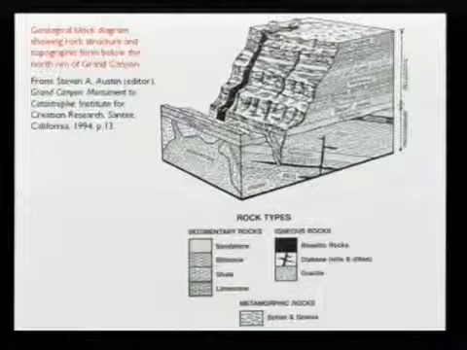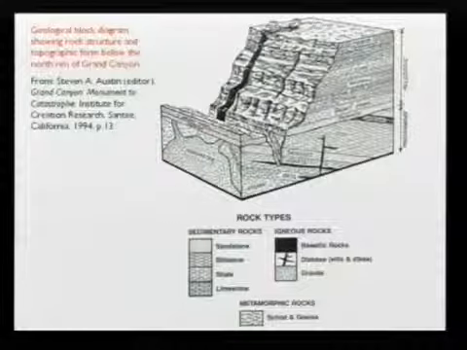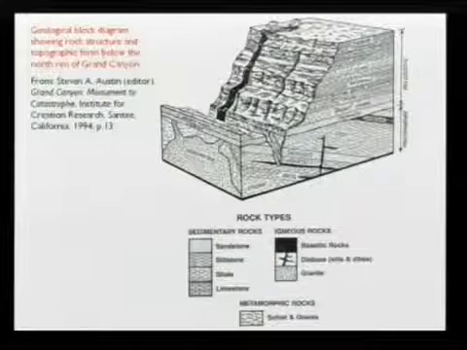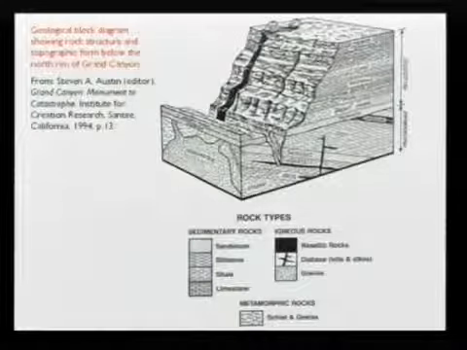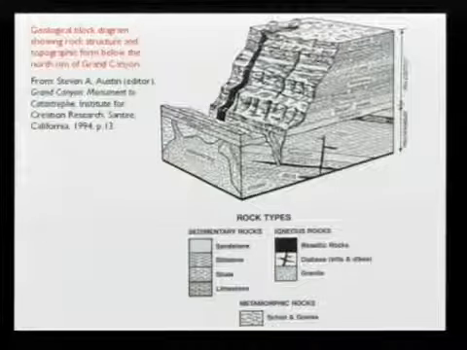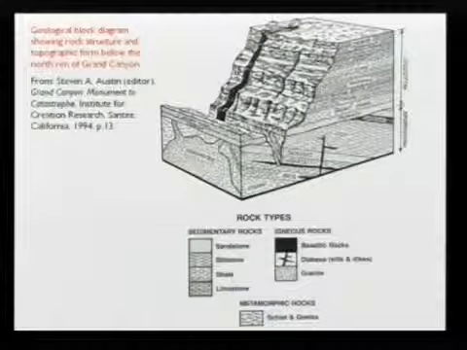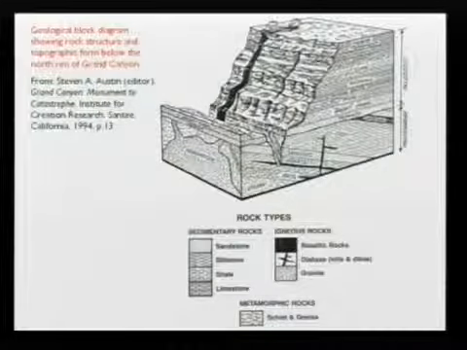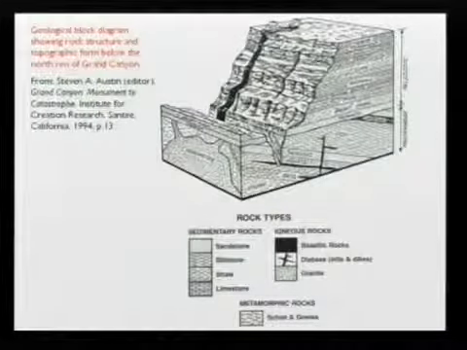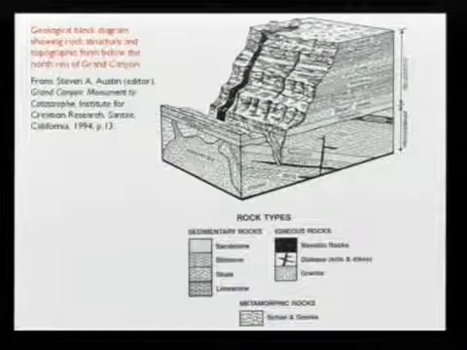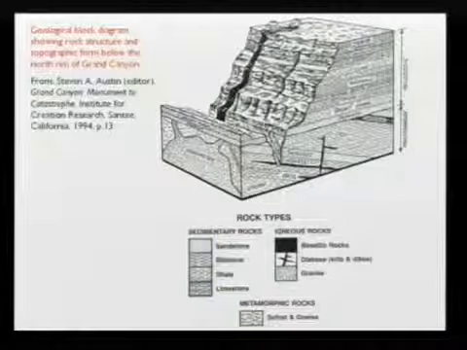There are also igneous rocks like the Cardenas basalts, which are lavas, and various sills and dikes that have been intruded into these sediments. There are also igneous rocks like granites, the Zoroaster granite, and also the oldest rocks are thought to be these various schists like the Vishnu schist. They're metamorphic rocks, if you like, pressure-cooked rocks way down in the base of the canyon.